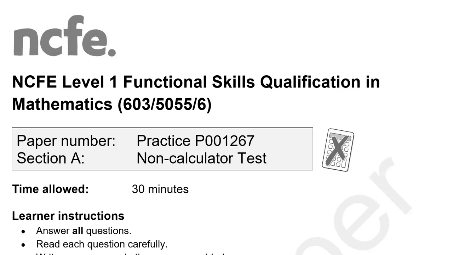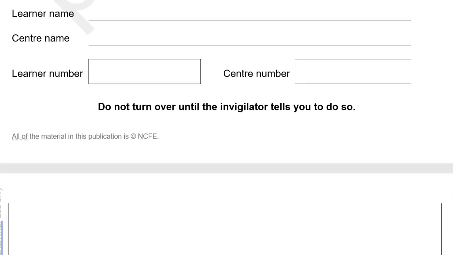This is a Level 1 Functional Skills Maths paper from NCFE. It is split into two parts. In the first part, you can't use a calculator, but you can in the second part.